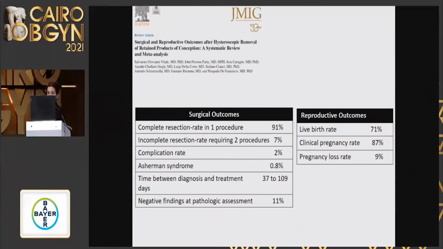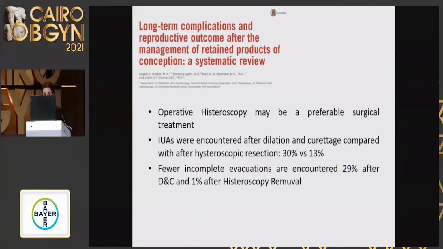About the outcome of hysteroscopy, in this review we can have a complete resection in one procedure in 91%, with a complication rate of 2%. We reduce the intrauterine adhesion syndrome, Asherman syndrome, to 0.8%. The live birth rate, clinical pregnancy rate, and pregnancy loss rate are very important to note. This is the long-term complication.